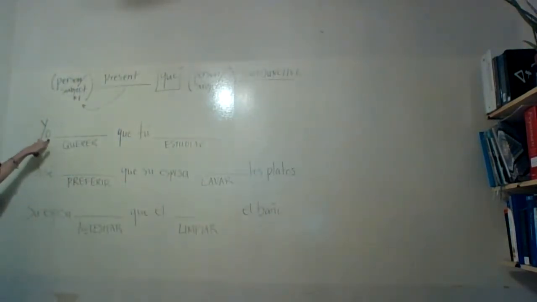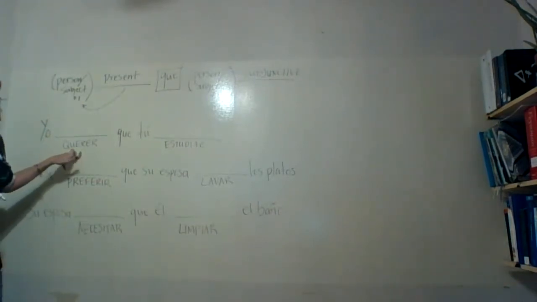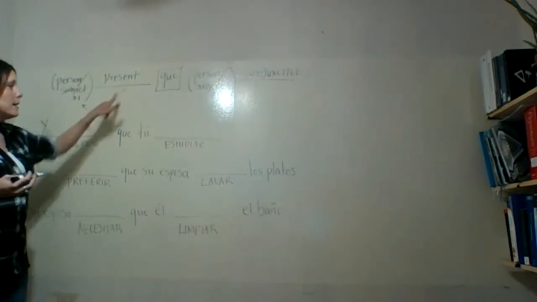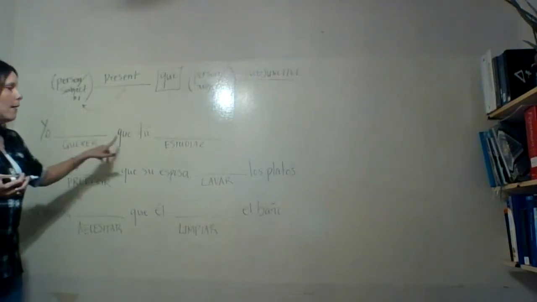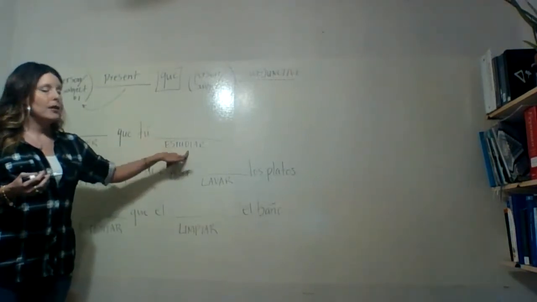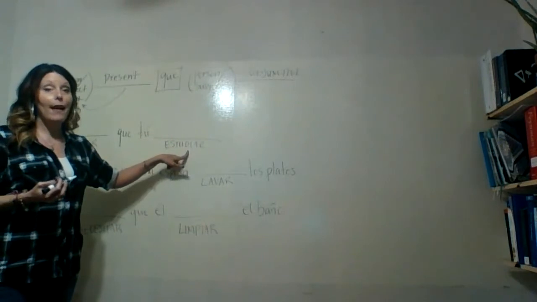If you can see, this says yo, then I have the verb querer that I'm going to want you to put into obviously the present tense. Then I have que, then I have tú, then I have the verb estudiar that I'm going to want you to put in the subjunctive.